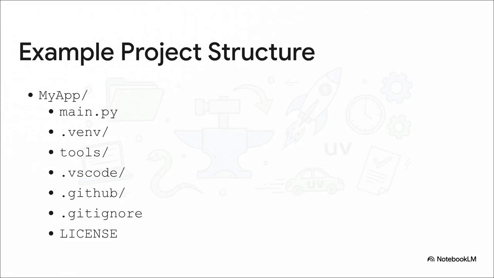So what does this all look like when it's done? Well, for a project called My App, you get this beautifully clean and standard structure. Everything has its place. Your source code, your virtual environment, a folder for scripts, and dedicated spots for your VS Code and GitHub configs. It's a pro setup waiting for you to get to work.